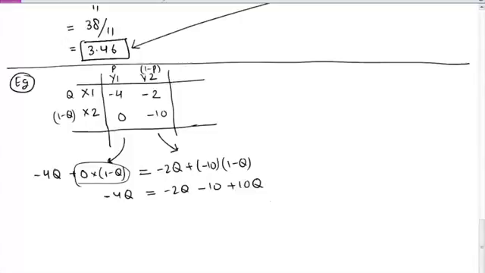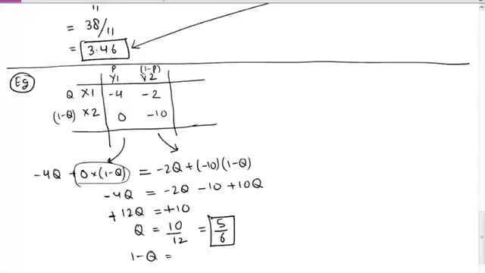If you bring all the q's to the other side, you will end up with negative 12q and negative 10, but negative and negative become positive. So q equals 10 by 12, which is the same as 5 by 6. So 1 minus q obviously will be 1 by 6.